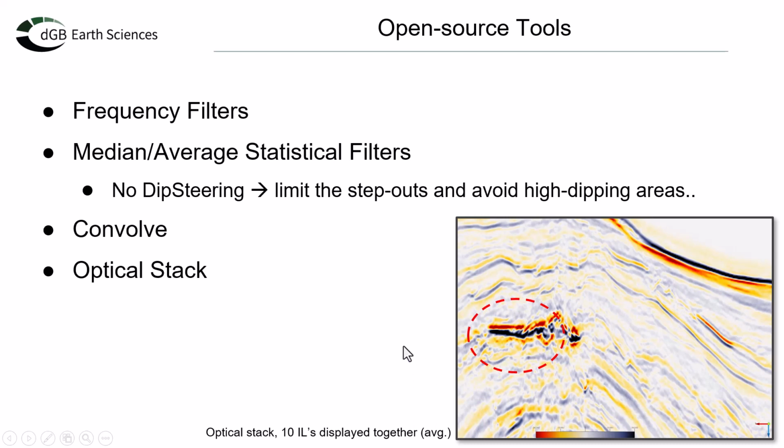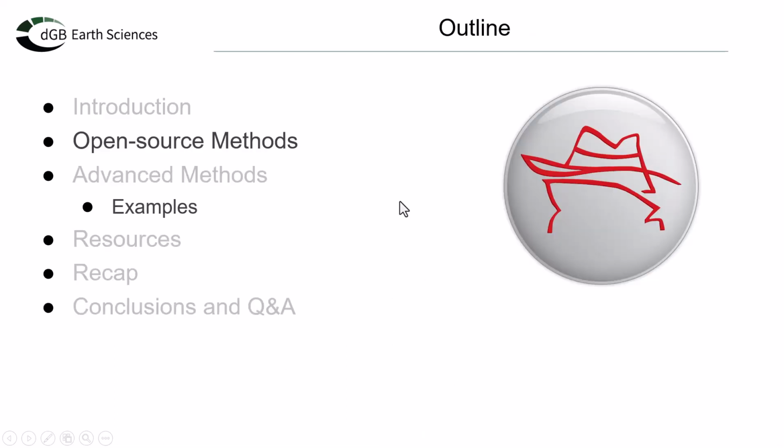Here I am displaying 10 inlines together, the average values together on this line, to enhance or see these flat spots better. We have other attributes such as texture, which is a GLCM type of attribute, or we can simply do AGC, auto gain control correction, on the whole data set to get rid of the internal variance in the reflectivity. Let's now go into Opendetect and look at some open source examples.